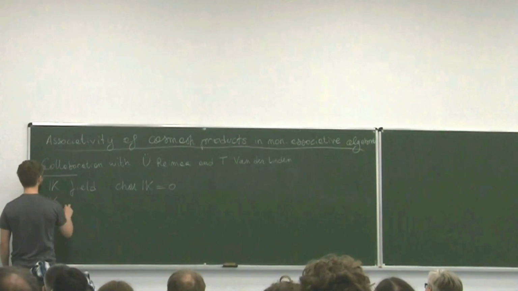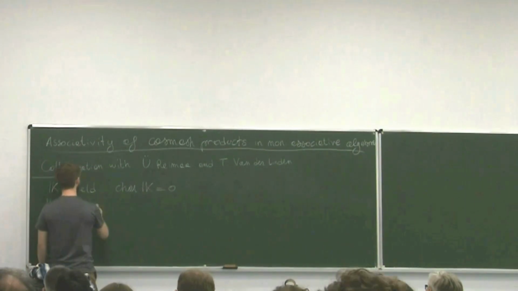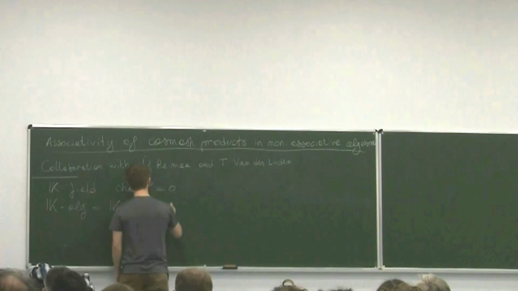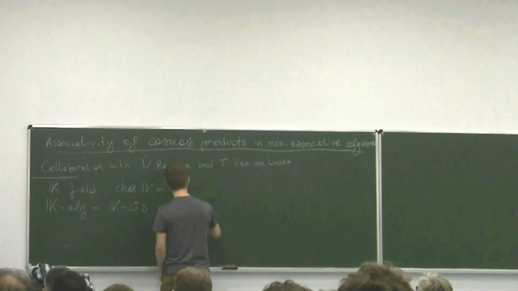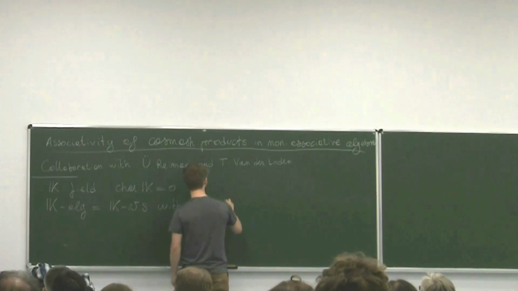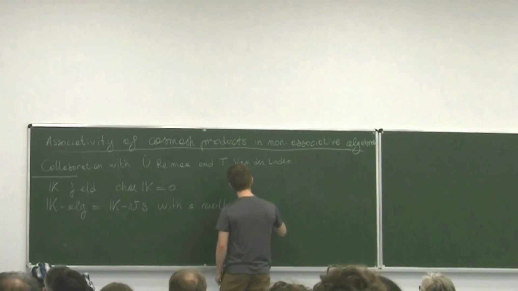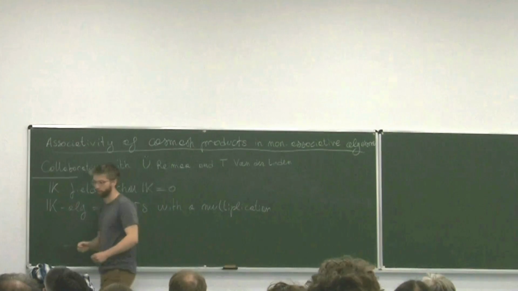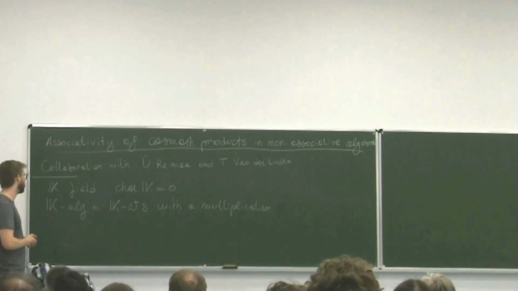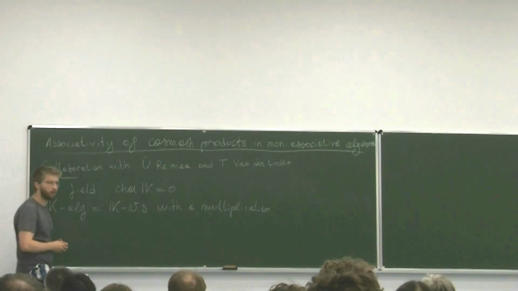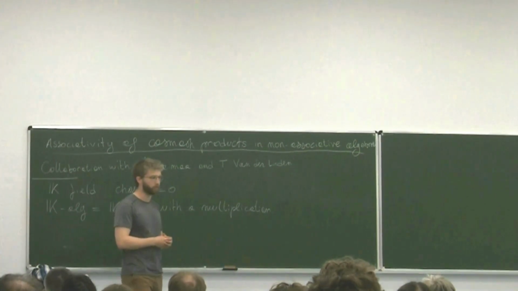A K algebra means a vector space with a multiplication on it. And what I insist on today is that this multiplication on this vector space, I know nothing about it. I just know that it is bilinear.